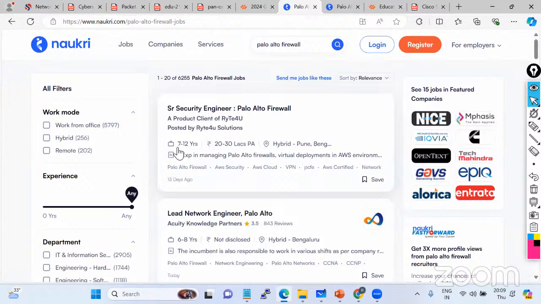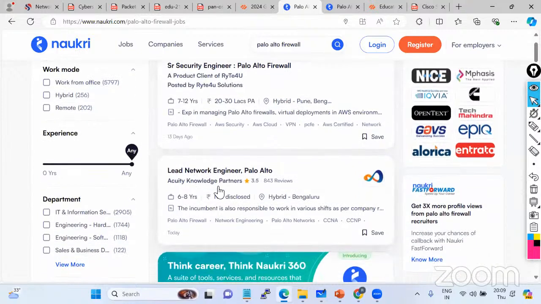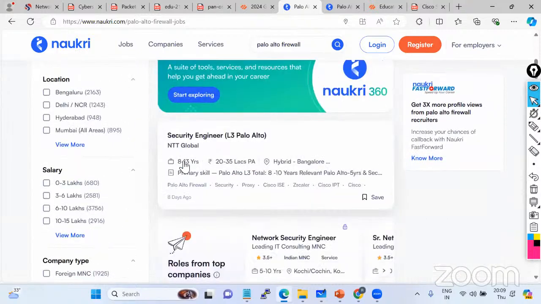Why I'm showing you, you can also search it on the Naukri portal, because these are high-paid jobs. So it's not a joke, right? If we seriously pursue this career, you are going to get a lot of benefits. If you have 7 to 12 years of experience, or 6 to 8 years, see, and here 8 to 13 years, 20 to 35 lakhs, just for an L3 Palo Alto engineer. So you just think about it.